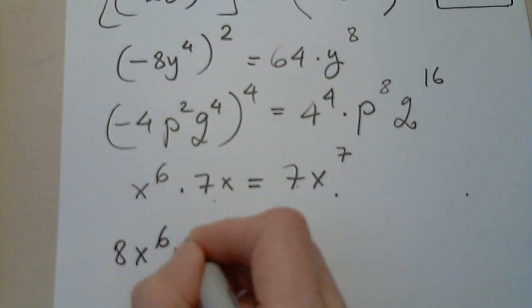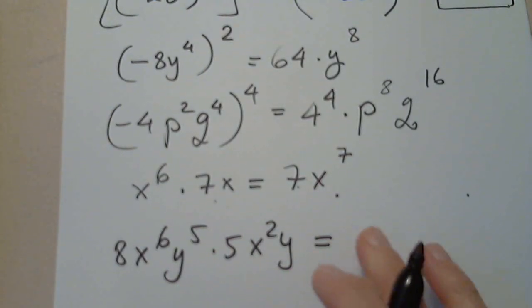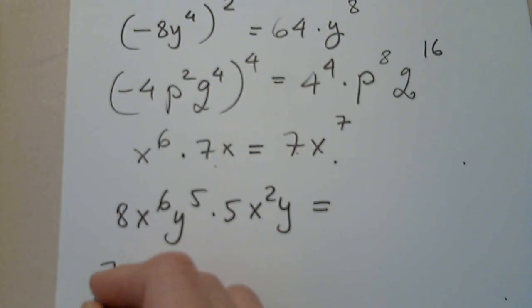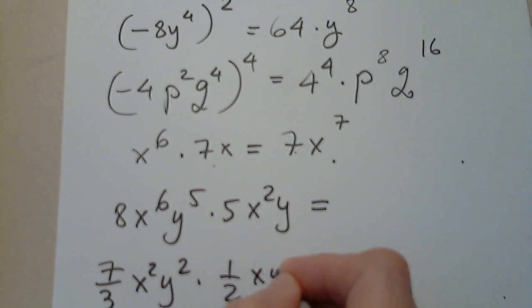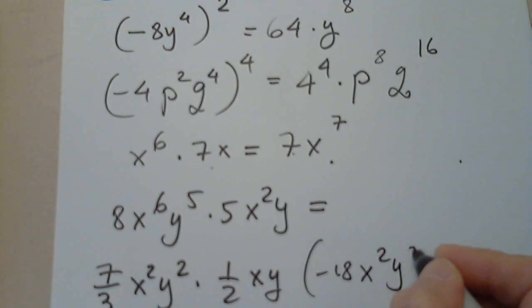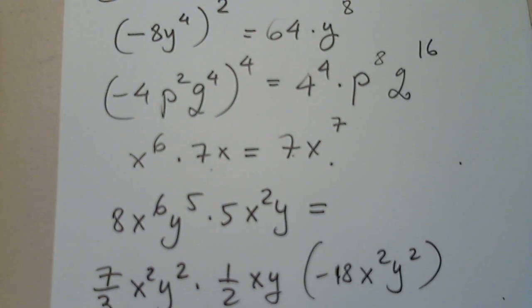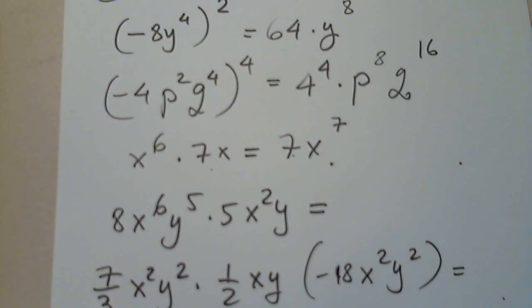8x to the 6th y to the 5th times 5x squared y. And then 7/3 x squared y squared times 1/2 xy times negative 18 x squared y squared. So let's work on the first one. Let's see what we get. And then on the next one.